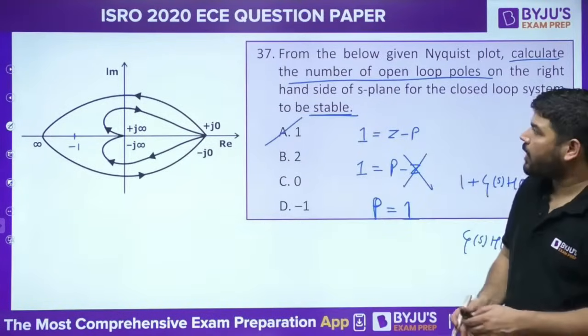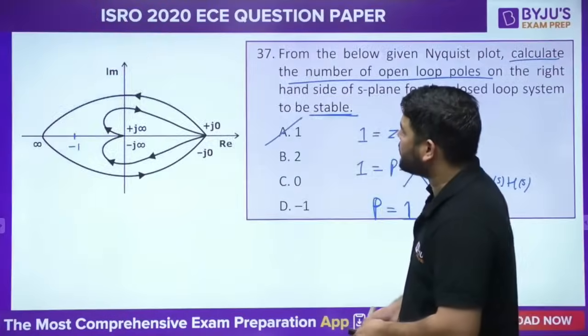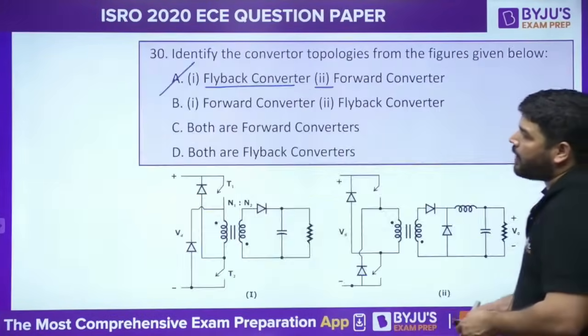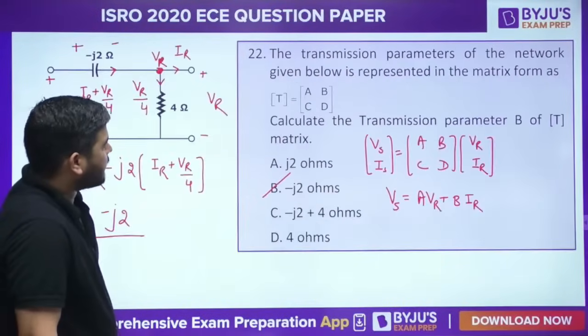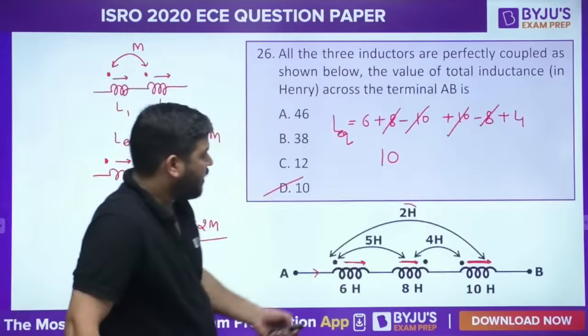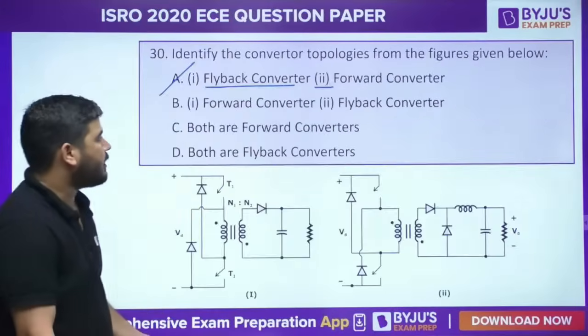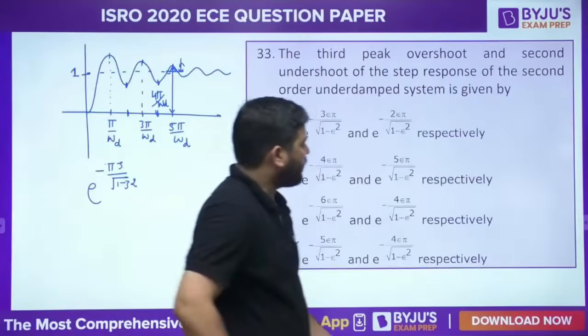So now I have covered a total of 37 questions, you can see. And I have covered network theory, power electronics, and control system. So these topics I have covered.